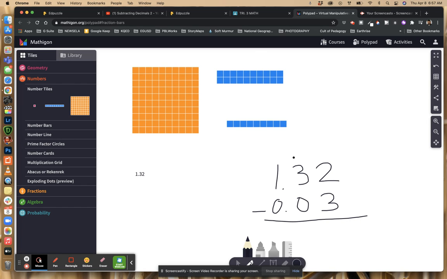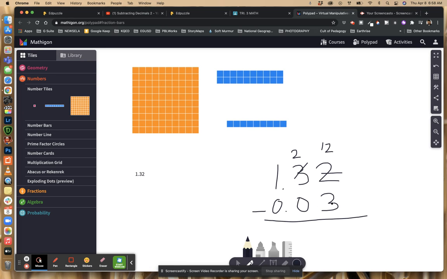We have 2 tenths left. We started with 3 tenths. We took one of those tenths, 2 remain, here they are. We renamed one of those tenths as 10 hundredths, and we added it to the 2 hundredths that we had before. 2 hundredths and 10 hundredths are 12 hundredths.